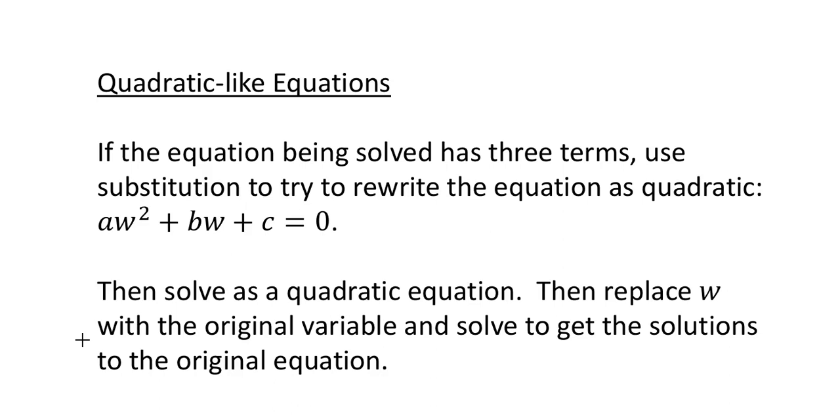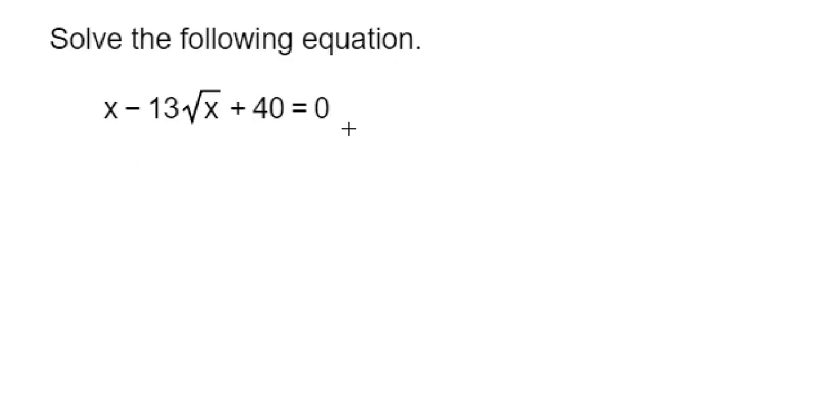for the original variable. So let's take a look at an example to try and make some sense out of that. So here we have x minus 13 square root of x plus 40 equals 0. So there's three terms there. It's equal to 0. So this has a quadratic structure to it. But it isn't technically a quadratic equation because we don't have x being squared. So we want to replace the x variable with a new variable so that we do get a variable to the second power so that it does become quadratic.